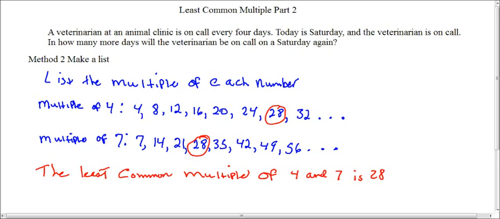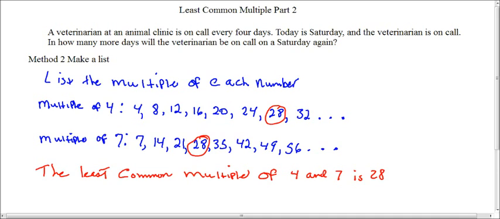And this is how you would go ahead and construct the least common multiple. It could be a little time consuming, but you want to make sure that you're not leaving any stones unturned by not doing so.